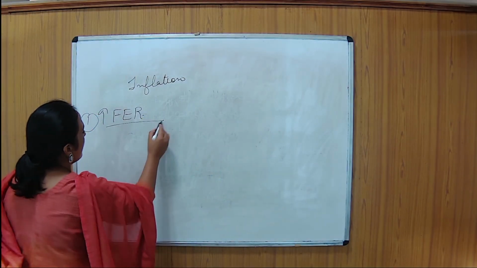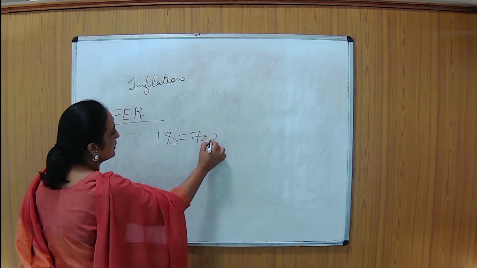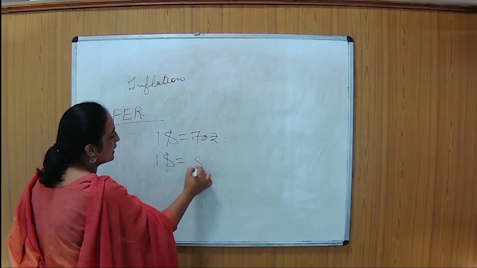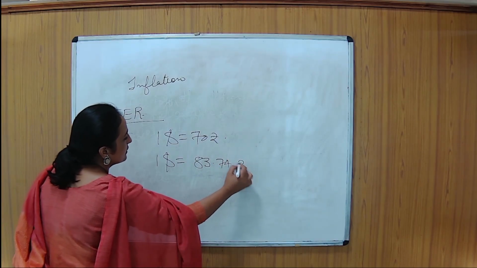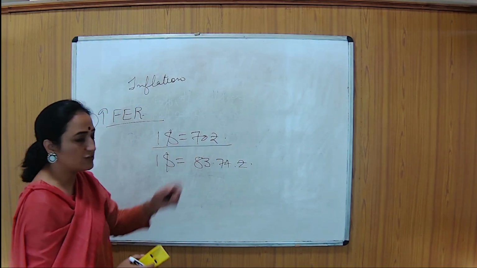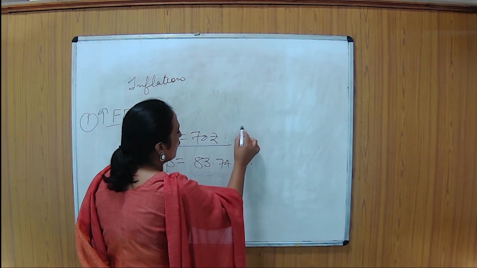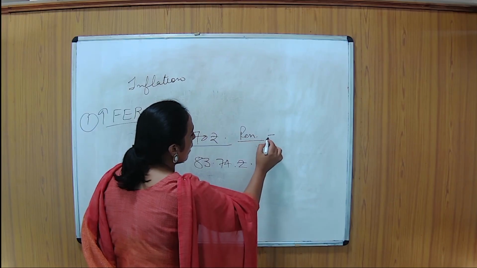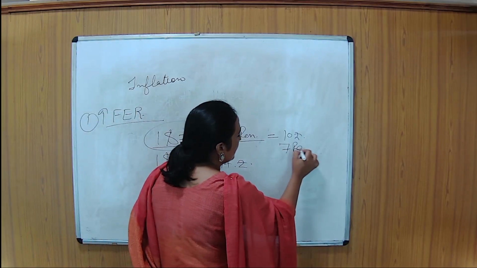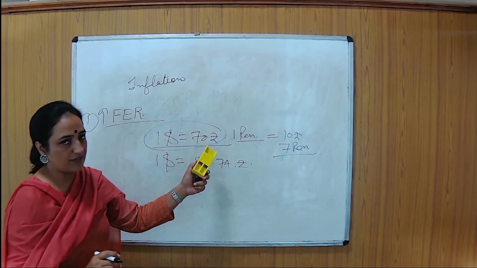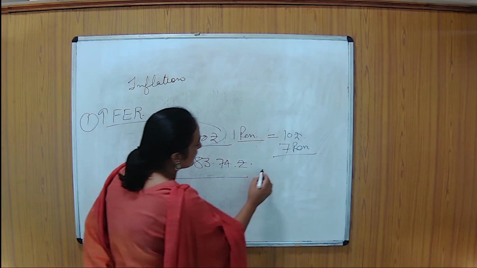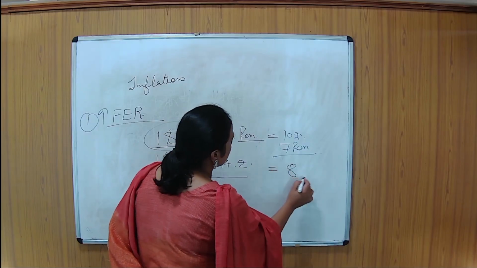For example, $1 was equal to 70 rupees, and due to the increase in the foreign exchange rate, $1 is now 83 point something. I am taking the example of a pen. The cost of one pen is 10 rupees. At that time $1 is 70 rupees, so we can get 7 pens. Now, due to the increase in the foreign exchange rate, we will get approximately 8 pens.